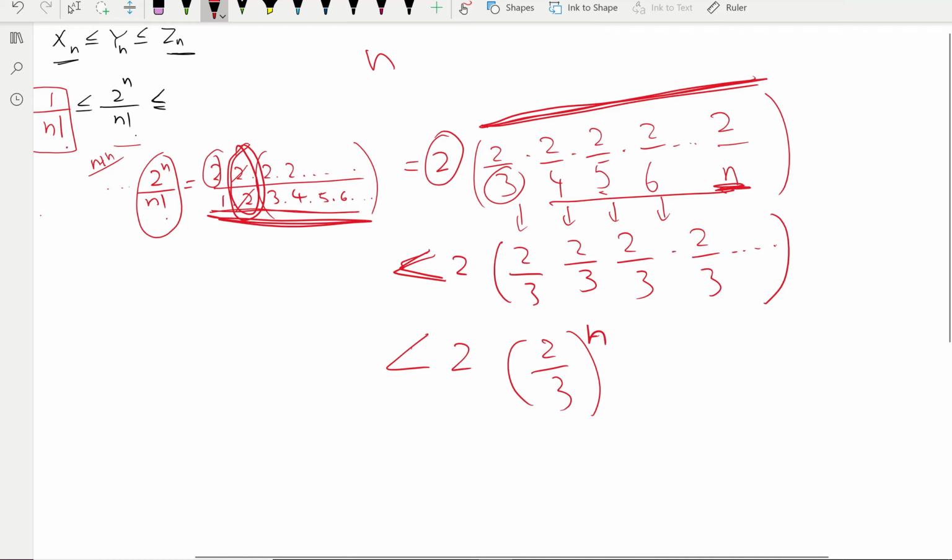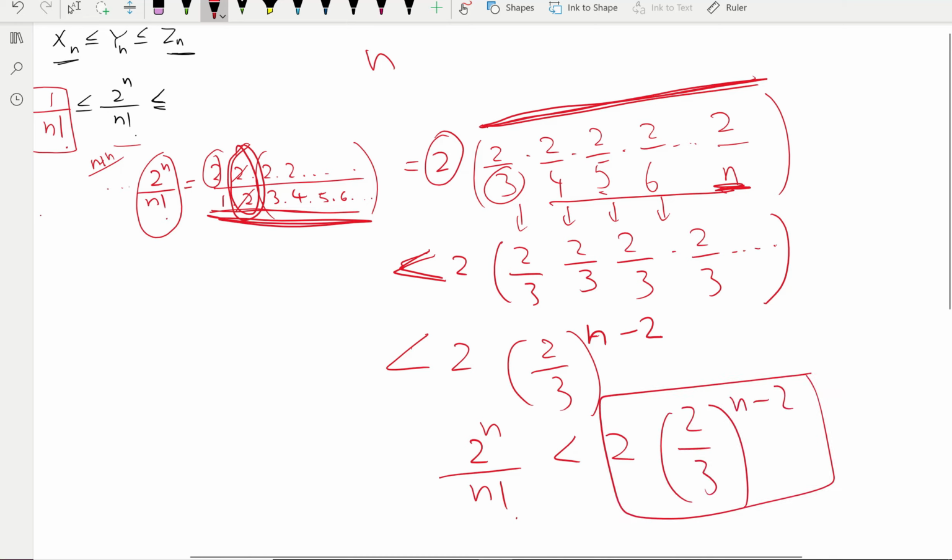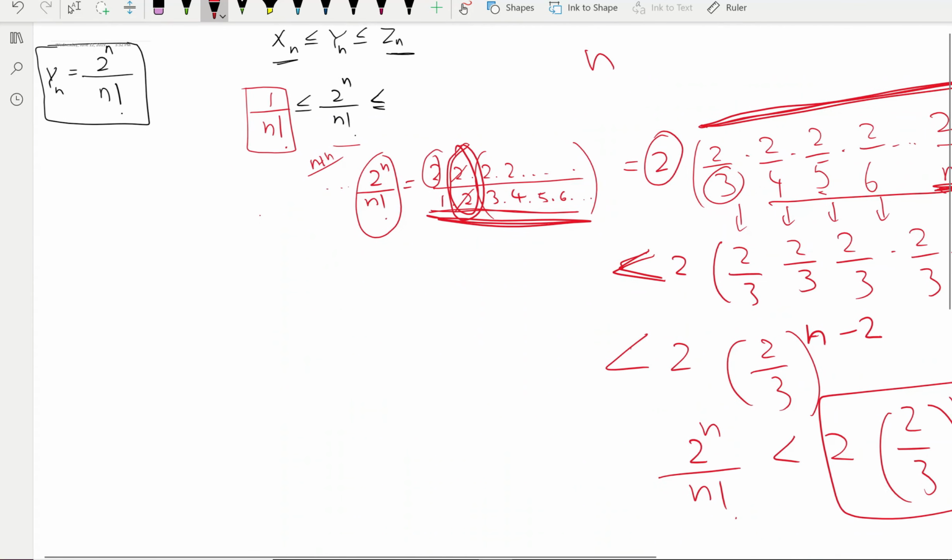So this is 2 over 3 to the n minus 2. Okay, so the sequence 2 to the n over n factorial is smaller than 2 times 2 over 3 to the n minus 2. So that's the trick. So our sequence that is larger than 2 to the n over n factorial is 2 times 2 over 3 to the n minus 2. Try it by yourself, try to digest it, okay?